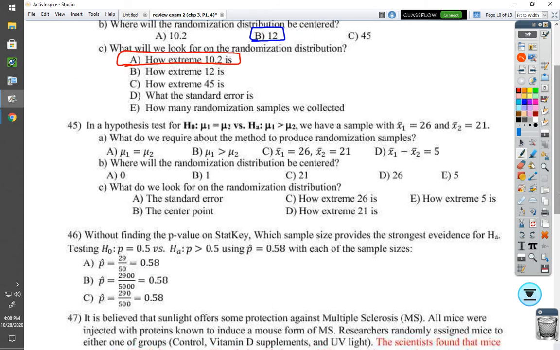Number 45, in the same kind of hypothesis test. Now we have mu1 equal to mu2, and we have H sub A: mu1 greater than mu2.